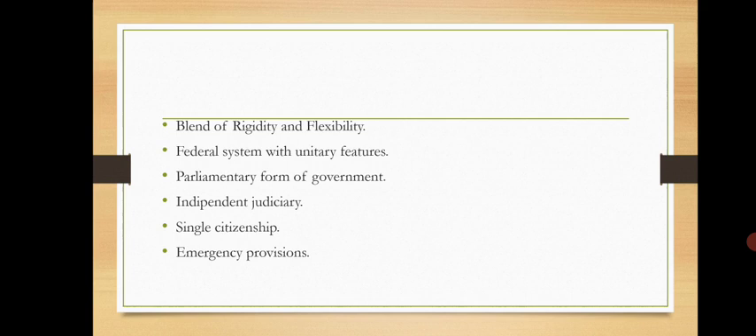But the Indian Constitution is a federal system with unitary features. Unitary features are also there. Unitary government means the powers of the government are centralized in a central government, and the states are subordinate to this center.